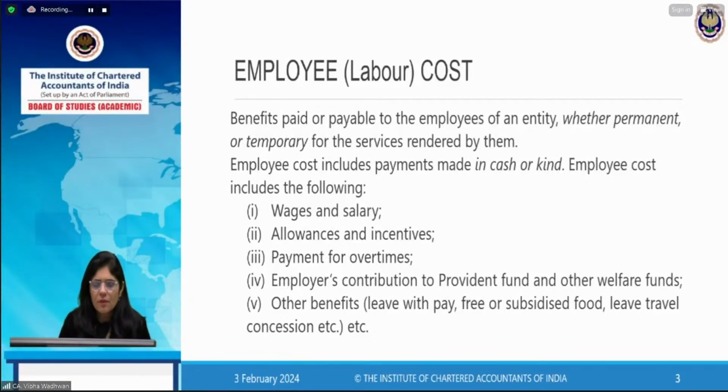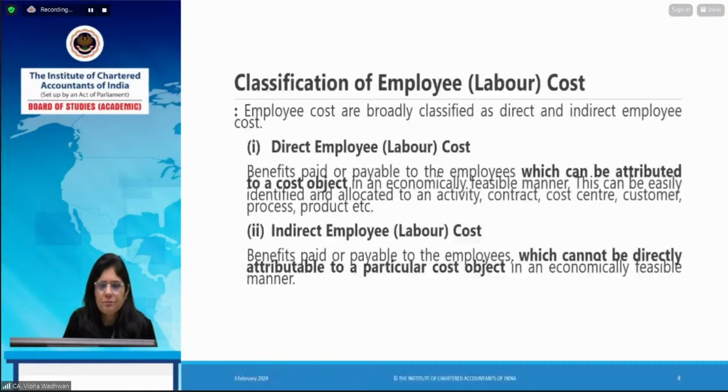Clear? Other benefits are also given to the employee: leave with pay, free food, free lunch, subsidized food, other refreshment expenses, or leave travel. All other facilities are also given to the employee. It all carries a cost. You give the shuttle service, the bus service, the transport service, pick and drop service, that carries a cost to the employer. So everything which you are giving, every facility, every money which you are giving to the employee is part of employee cost or labor cost. Clear?